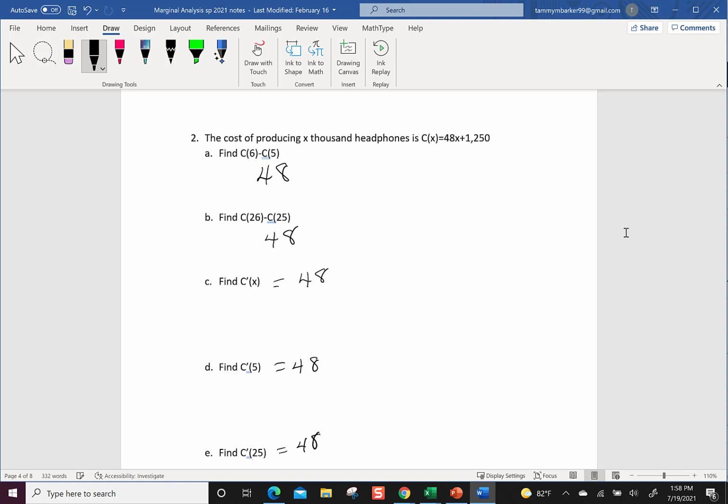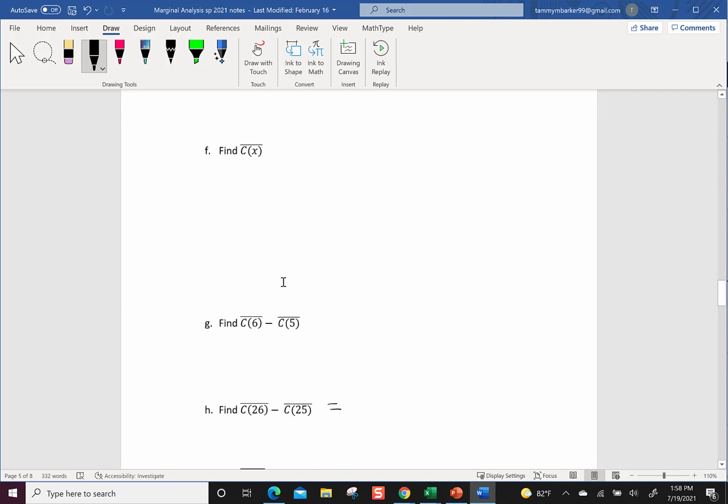So this time, complete agreement between all of our values. We're going to use that same function again, and we're going to find the average cost. So the average cost would be take the 48x plus 1,250 and divide it by x. You could, if you wanted to, go ahead and separate that. 48x over x would be 48. And then the 1,250 would be x to the negative 1. But totally up to you how you want to use it.